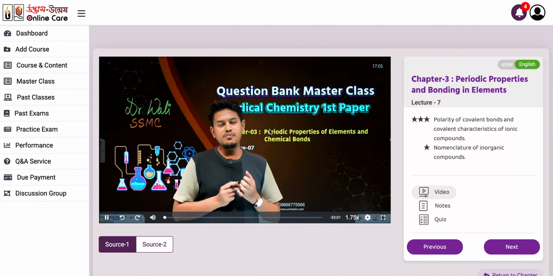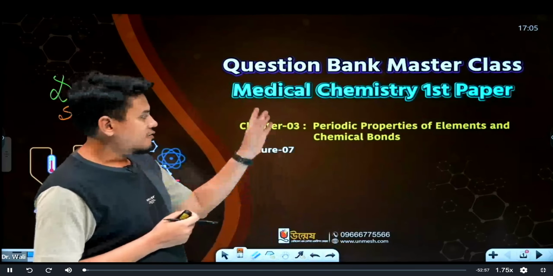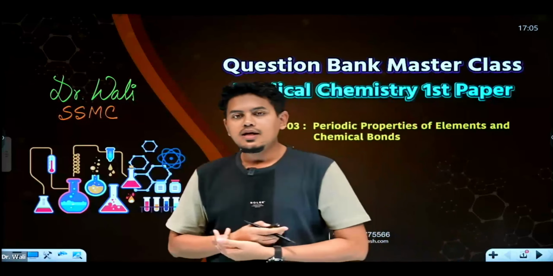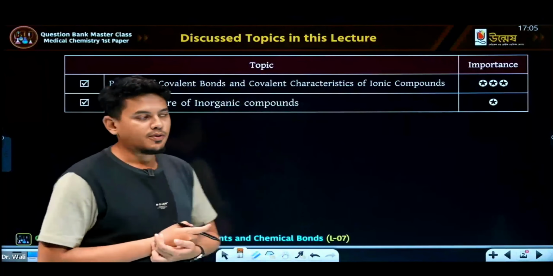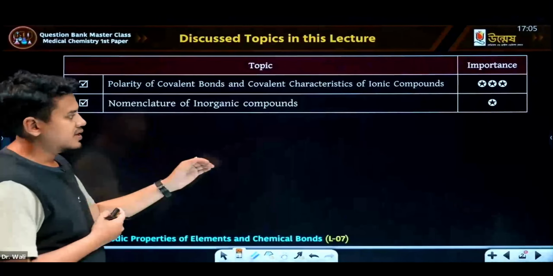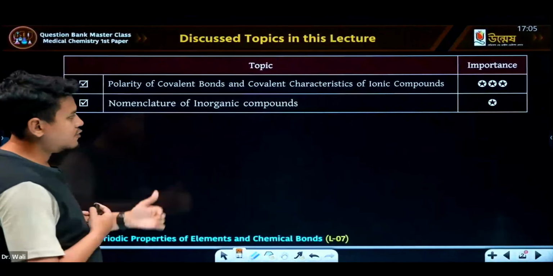Welcome you all to today's masterclass, which is lecture 7 of chapter 3, periodic properties of elements and chemical bond. We have already discussed many vital topics from this chapter. Today we are going to solve questions from these two topics, which are polarity of covalent bonds and covalent characteristics of ionic compound, and also the less important topic of this chapter, which is nomenclature of inorganic compound.